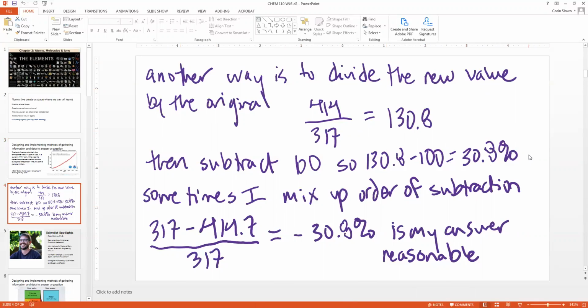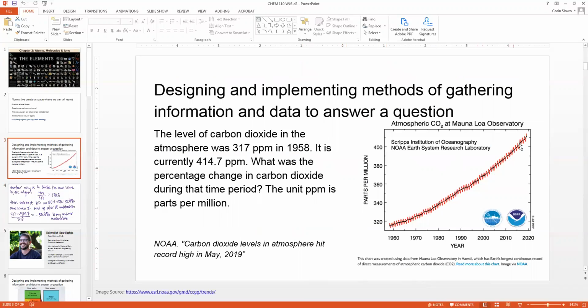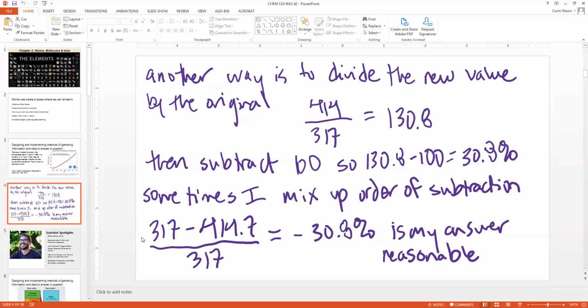But here's my dilemma. Even when I'm given the equation, sometimes I mix up the order of subtraction. So what if I had calculated 317 minus 414.7 over 317? Well, that would have given me a negative number. And so I have to ask, is my answer reasonable? Well, if I go back to my graph, I know that having a negative percent change is not reasonable because as I look at this, it's increasing and it's increasing in a positive direction. So I know that this negative doesn't make sense.